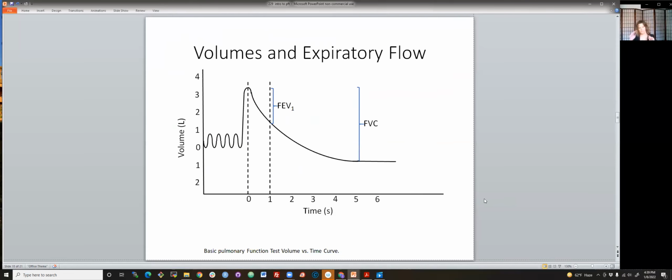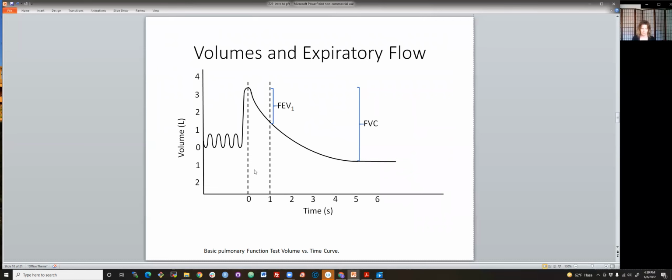Okay, so let's apply those acronyms or those measurements here. This looks similar to the lung volume and capacity diagram that we saw earlier. Let me make sure my recording is still working. Okay, so this is a diagram that's similar to the one that you saw with the lung volumes and capacities, but here we're adding FEV1, forced expiratory volume in 1 second. So we're doing the same thing.